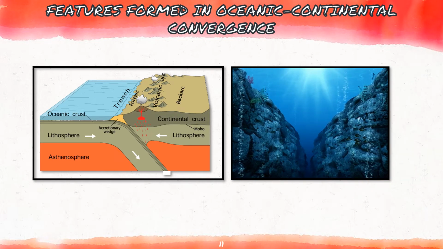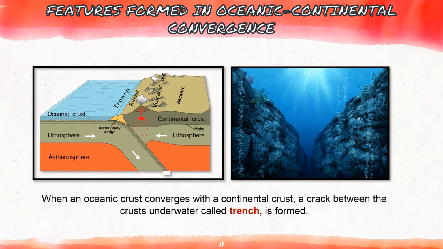So these are illustrations of other formations for oceanic to continental boundaries. Just like the first type of convergent boundary, a trench is also created. When an oceanic crust converges or collides with a continental crust, a crack between the crusts underwater called a trench is formed.